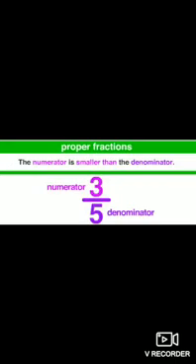Proper fractions. Proper fractions are those fractions which have the numerator less than the denominator. You can see the example 3 by 5. 3 is the numerator here and 5 is the denominator. So you can see 3 is less than 5, meaning the numerator is less than the denominator. So 3 by 5 is a proper fraction.